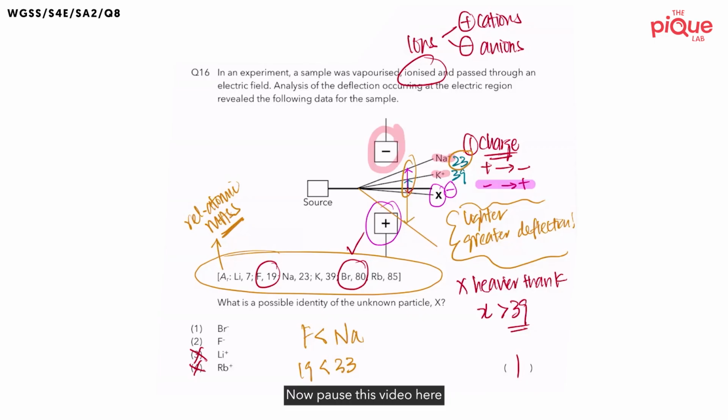Now, pause this video here and try to draw for options 3 and 4. In summary, from this question, we have concluded that the charge determines the direction it gets deflected. So positive ions go towards the negative end and negative ions go to the positive end. And the mass also affects the deflection. A lighter particle gets a greater deflection.